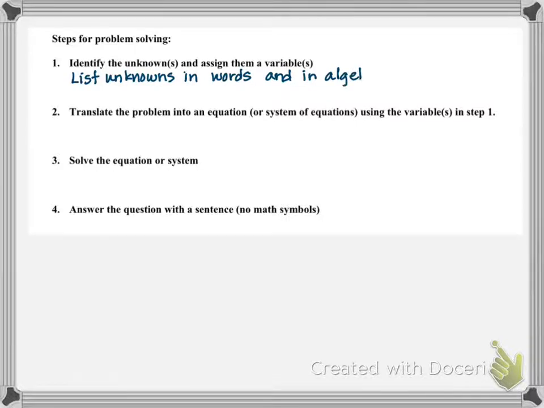Algebra. So sometimes that will mean assigning a variable. Sometimes it will mean assigning an expression. So sometimes we say like one piece of rope is 6 feet longer than another piece of rope. So we could call the shorter one X and the longer one X plus 6, right? Because it's 6 feet longer.